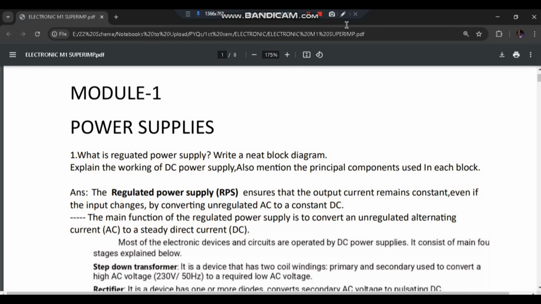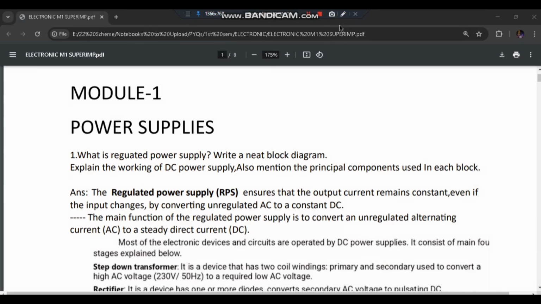The first question is, what is a regulated power supply? We'll be having a look at what it means. It's a very important concept, and we'll also have to make a neat block diagram for it. Then we will explain the working of a DC power supply and mention the principal components used in each block. So 4 questions are here. One by one, let's see.